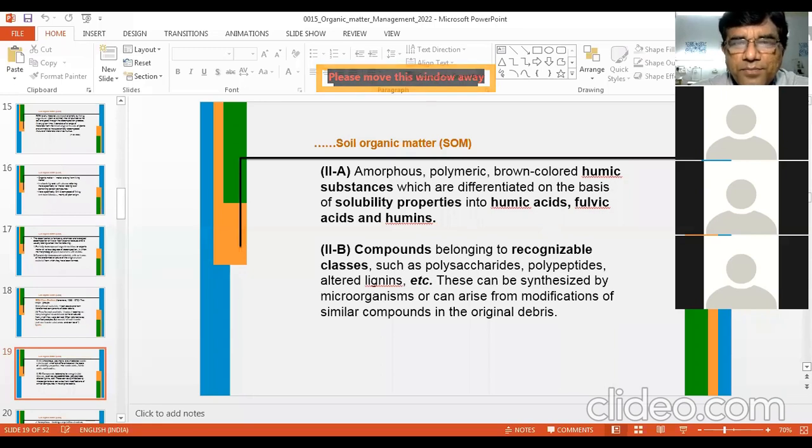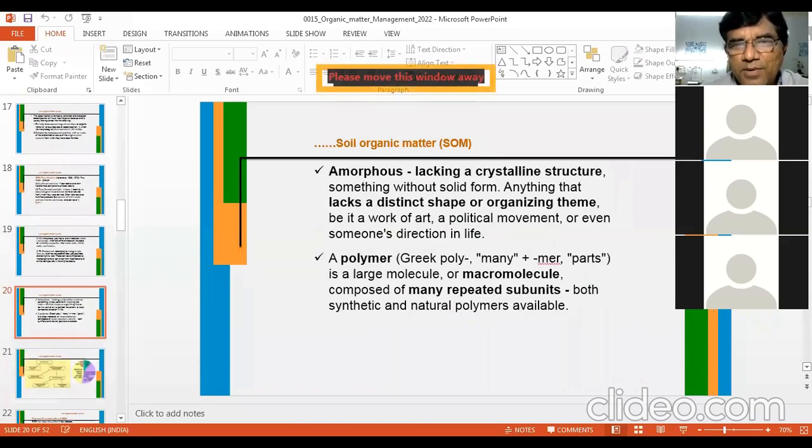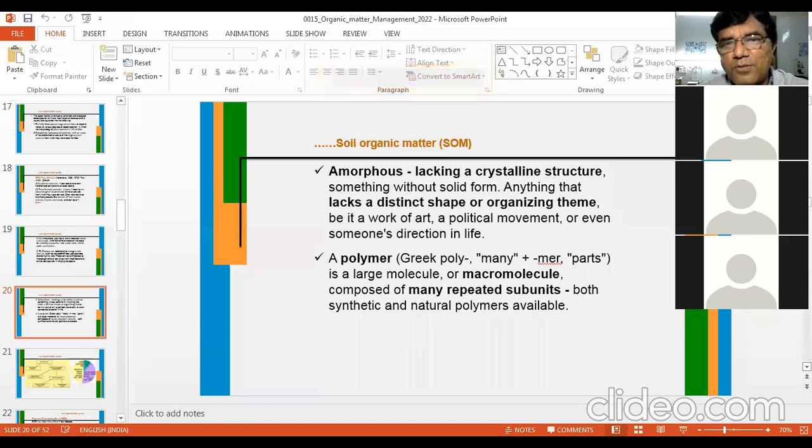Yeah, polymeric. Shubham. Sir, I only knew amorphous. Okay, no problem. Now you see this, I have written for you. Amorphous, lacking a crystalline structure, something without solid form. Or you can say anything that lacks a distinct shape or organizing theme, be it art or work. So that is your amorphous. It does not have any form.